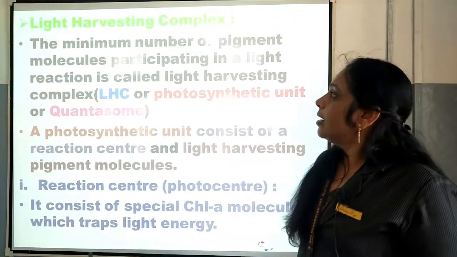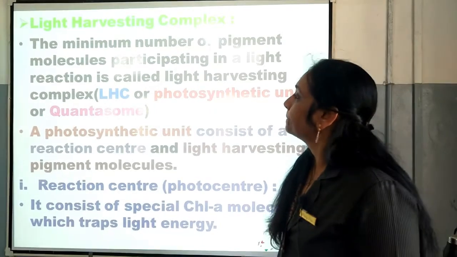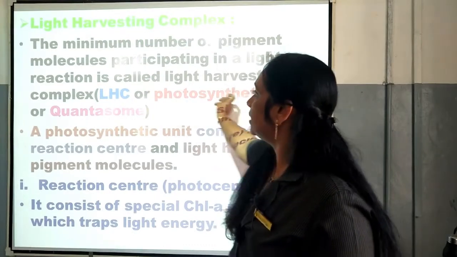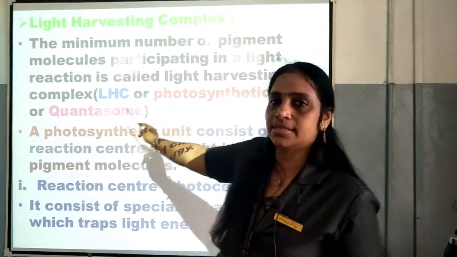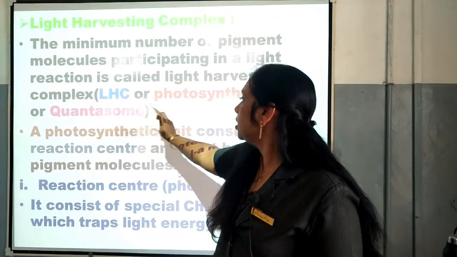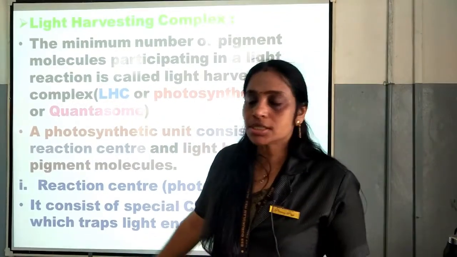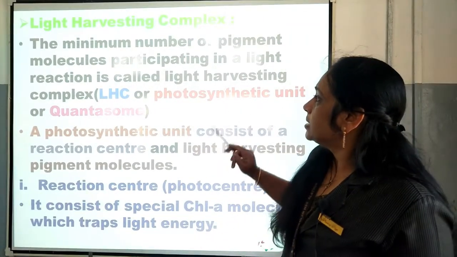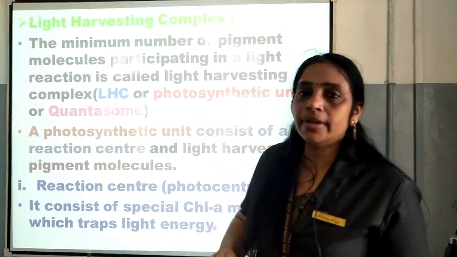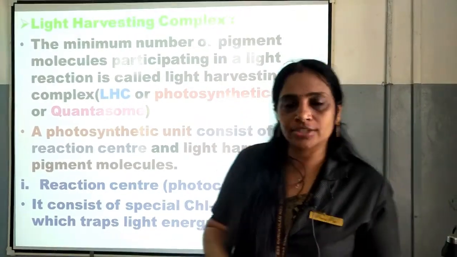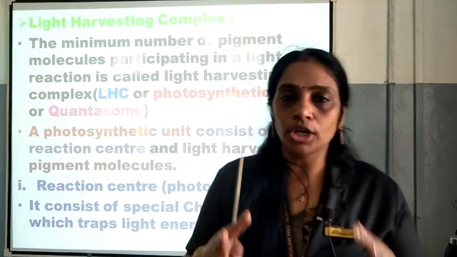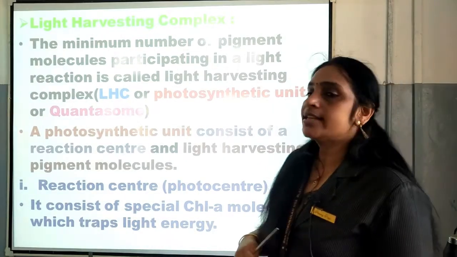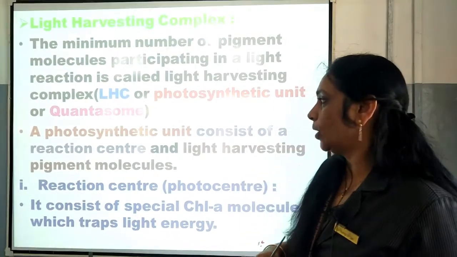Now the next topic is light harvesting complex. The minimum number of pigment molecules participating in a light reaction is called light harvesting complex. It is also called LHC or photosynthetic unit or quantasomes. What is light harvesting complex? It is the minimum number of pigment molecules participating in the light reaction, and it is also known as photosynthetic unit or quantasomes.